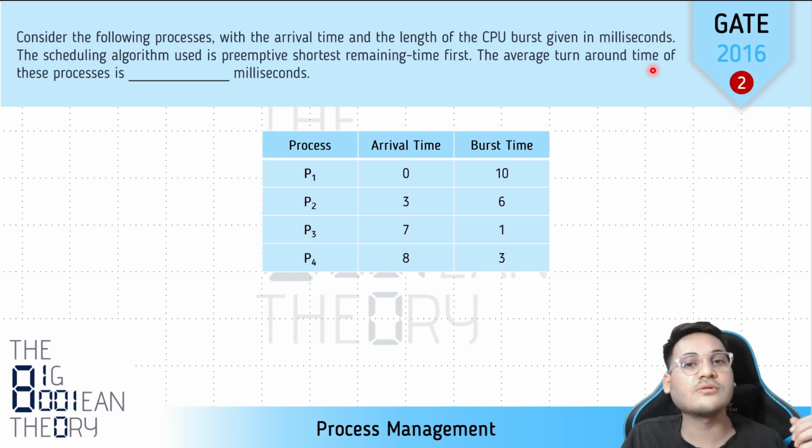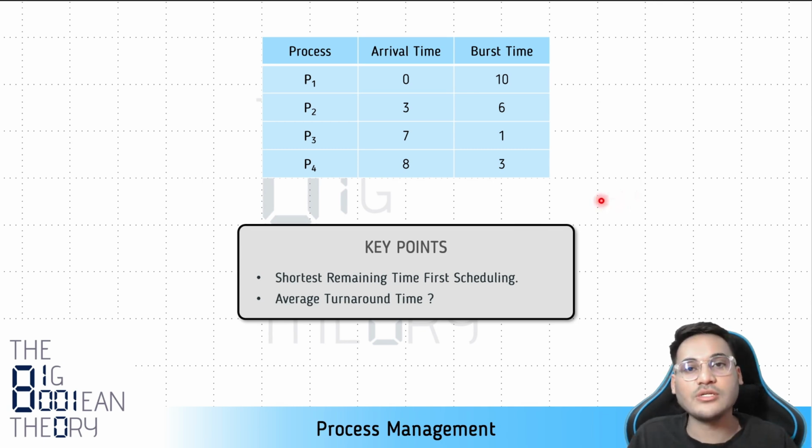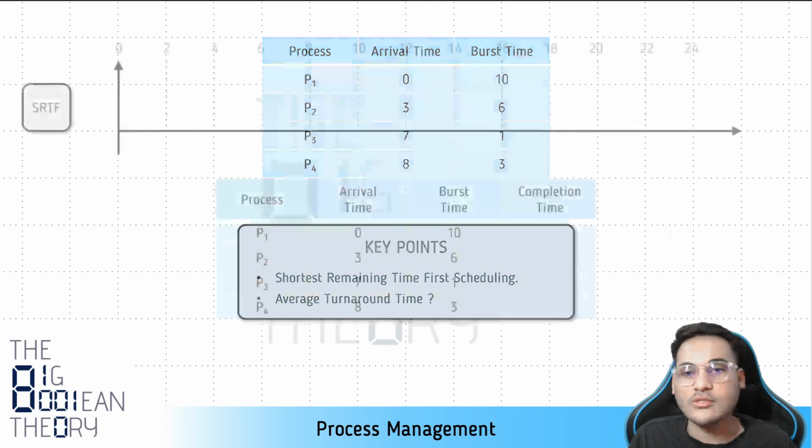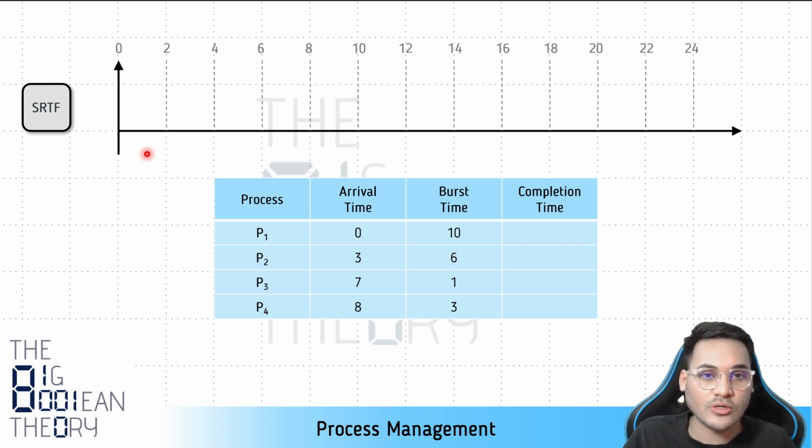So now, having understood the question, let us solve this. In this slide, I have just summarized the key data that was part of the question. This is the data for the 4 processes, the arrival time and the burst time. The key point is that we are going to use the shortest remaining time first scheduling algorithm, and the thing that we have to calculate is the average turnaround time. Now let us try to execute these 4 processes and create the Gantt chart. From the Gantt chart, we will be able to find out the completion times of the processes, from which we can calculate the average turnaround time.